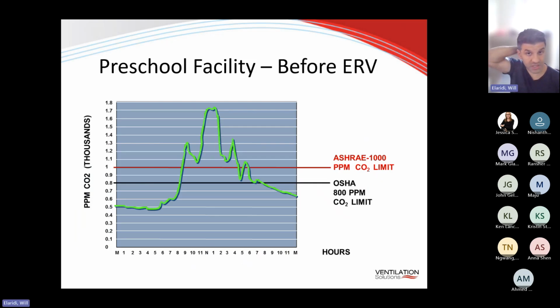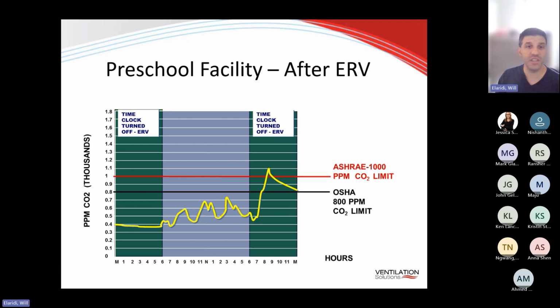Now looking at more of a study here at a preschool facility, how the CO2 levels were shaping up throughout a day, before having an ERV installed. Looking at the ASHRAE CO2 limit and then the OSHA limit, you're seeing that the CO2 levels are going way past those limits because there's no source of fresh air equipment or ventilation equipment. Now that's before the ERV. After installing the ERV, these CO2 levels are very well maintained and go below both of these requirements. As you can see, from 6 a.m. to 6 p.m., these CO2 levels are very well maintained below the limit.